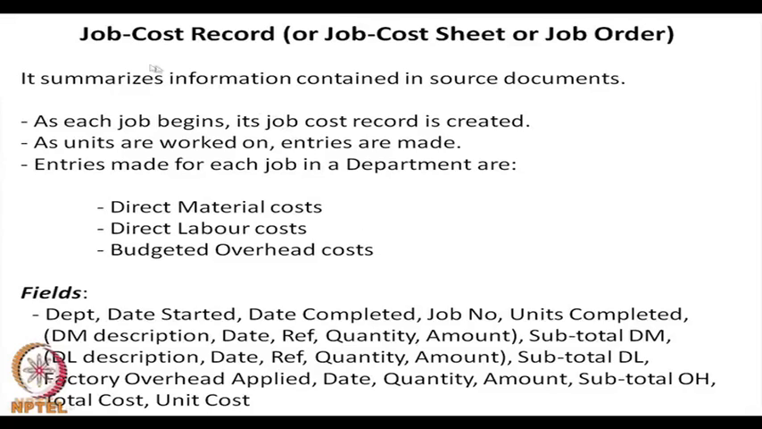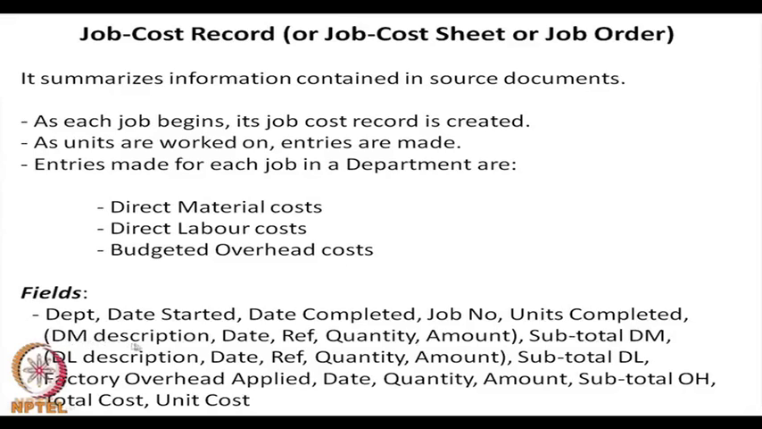These extracted data are then put on a job cost record, also known as job order or job cost sheet. This record summarizes the extracted information contained in the source documents. As each job begins, its job cost record is created, and as units are worked on, entries are made. Entries made for each job in a department are the direct material cost extracted from the material requisition form, direct labor cost extracted from the time card, and also the budgeted overhead costs. We shall talk separately on budgeted overhead costs later. The fields are department, date started, date completed, job number, number of units completed if it is a batch lot or a job lot, and these fields are repeated.